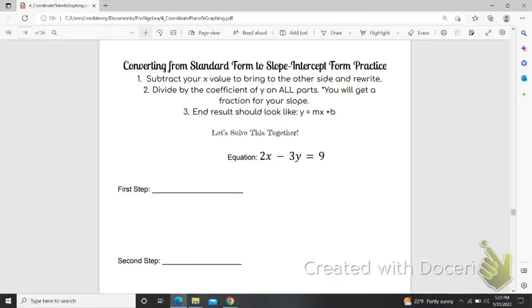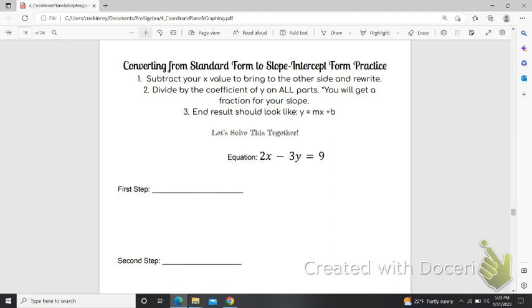Greetings again. This is still part of Unit 4 about the coordinate plane and graphing. This is going to be right after your page that talked about standard form. So standard form is when your x and y are on the same side, equal to a number.